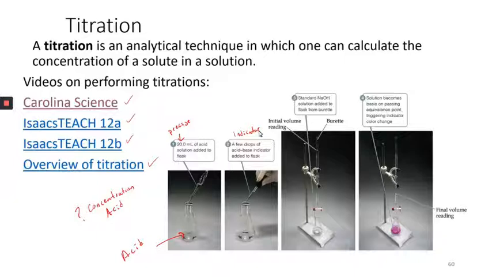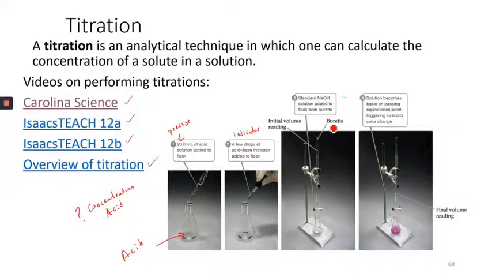Okay, depending on what you're titrating, you need to pick an indicator that has the proper pH. So it depends on if you're titrating strong acids, weak acids, strong bases, or weak bases. And the indicator in this case that they're using is phenolphthalein. The indicator is clear when it's in an acid solution, and it'll turn pink when it becomes basic.